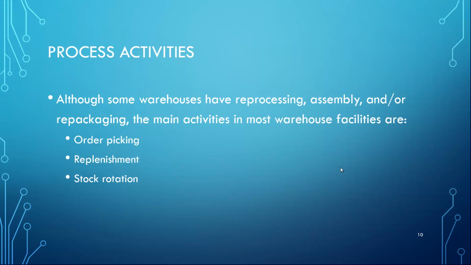In these cases, when we are building or assembling, we can actually split the warehouse into two areas: one for the parts that are needed to assemble, and one for the items that have been assembled already, and then the packing or repacking area and shipping. But again, you need to pick those items from the shelf. So we need to look at order picking, the replenishment of parts, and stock rotation.